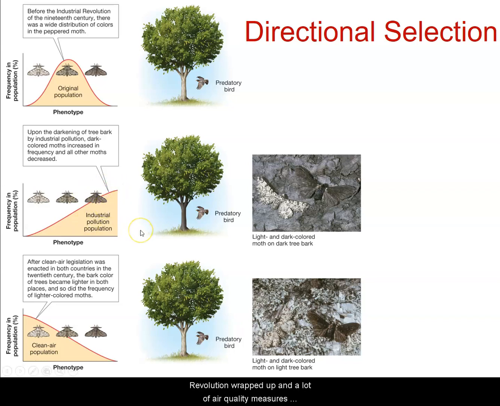But as the Industrial Revolution wrapped up and a lot of air quality measures were passed, the air quality got better, and trees that were around weren't black anymore. So the curve shifted back, away from black ones being the most fit. In this case, once the trees became lighter, the peppered ones and the white moths became more successful, so they became more fit. Versus black ones, which were very obvious against the whiter tree and got eaten by the birds. So directional selection takes our original bell curve and moves it in one extreme or another.